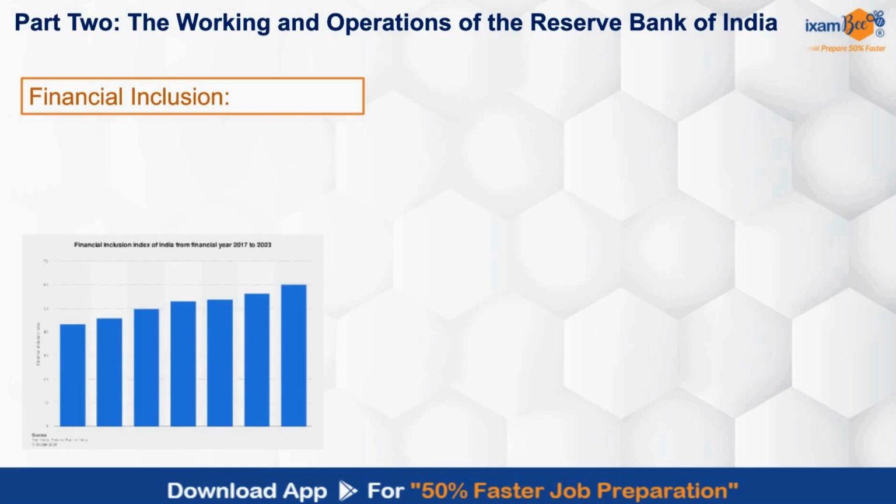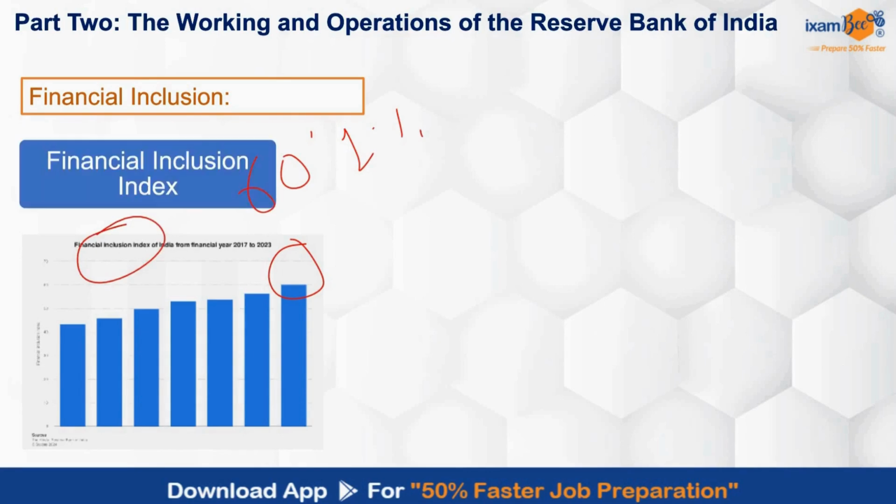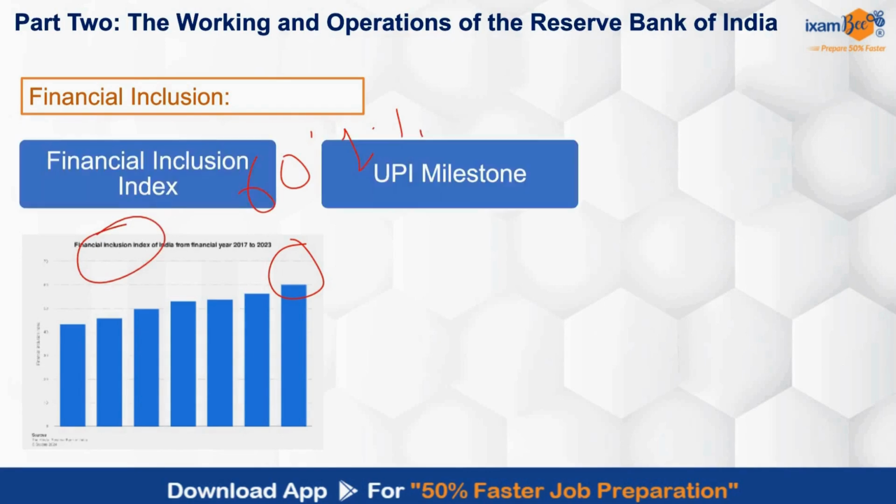When it comes to financial inclusion, the situation is much better today. As per March 2023, which comes in the report, 60.1% is the achievement in the financial inclusion index. Here in the exam there will be a question: what is the financial inclusion index? UPI is achieving bigger and bigger milestones.